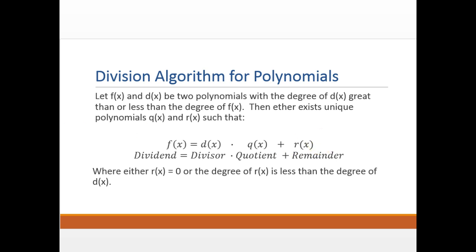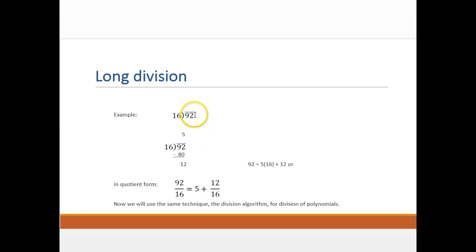Let's go back a long ways and see if we remember how this is done. Remember when we took long division, we took 16 and divided it into 92? We sat there and said 16 goes into 92 5 times. 5 times 16 is 80. We subtracted. We got a remainder of 12. So 92 divided by 16 was 5 plus 12 over 16.